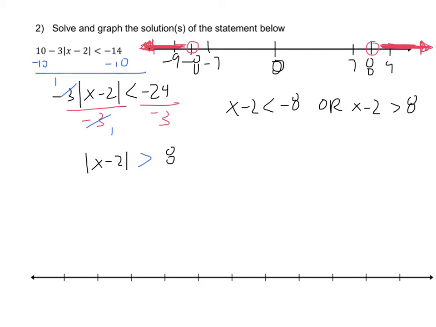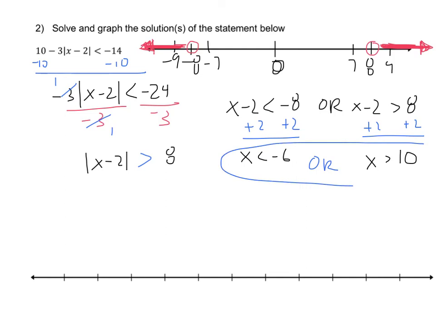Let's go ahead and finish solving this. I just need to add 2 to both sides here, so I have x is less than negative 6. For the other one, let's add 2 to both sides, and we have x is greater than 10. So our answer is: x is less than negative 6, or x is greater than 10.